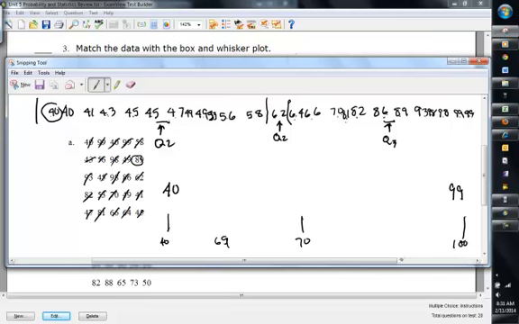And halfway between these two will be 85. So now our box starts at 46, because that's Q1. So our whisker is at 40. It goes over to 46. The middle of our box is 62. And the upper end of our box is 87.